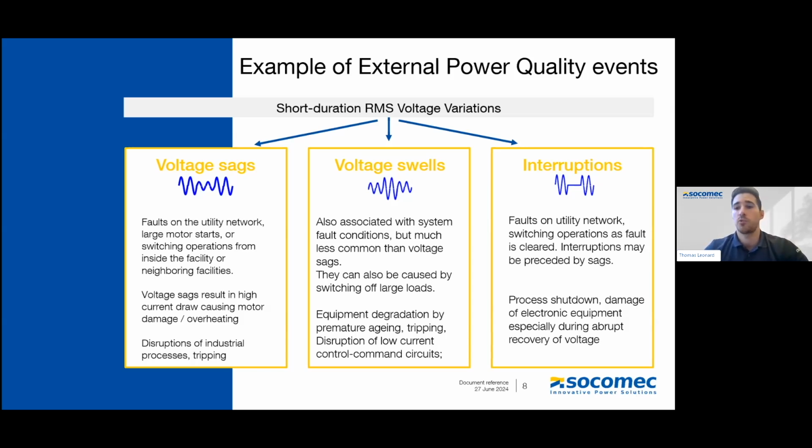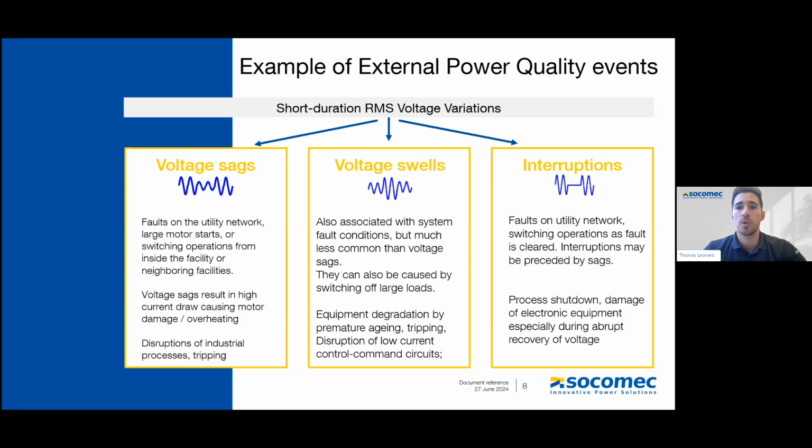But we're considering these to be examples of external power quality events, even though they can actually originate from your own facility. For example, a voltage sag can be triggered by a fault on the utility network, but it can also originate from a large inrush because of a large load start, like a motor start, for example. Typically, a voltage sag will result in high current draw and can cause overheating and motor damage. Some voltage sags will also disrupt industrial and control processes and can cause tripping of equipment such as VFDs, etc.